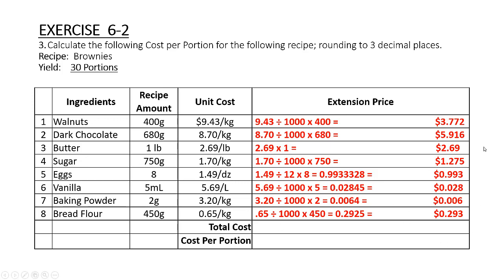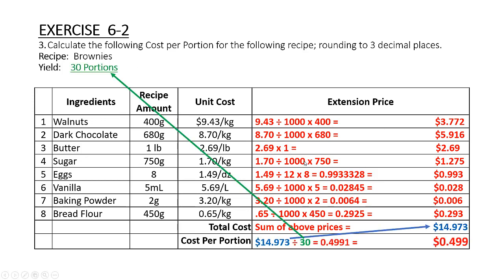Now that we have all of our extended prices, our extended costs, we need the total cost of the recipe. We're going to add all of these numbers and realize that this recipe is costing us $14.973. We're then going to take the total cost and divide it by the amount of portions that we need, which is 30. So our total cost of $14.973 divided by the amount of portions it makes, which is 30, rounded to 3 decimal places, gives us a portion cost of $.499, or just shy of 50 cents.